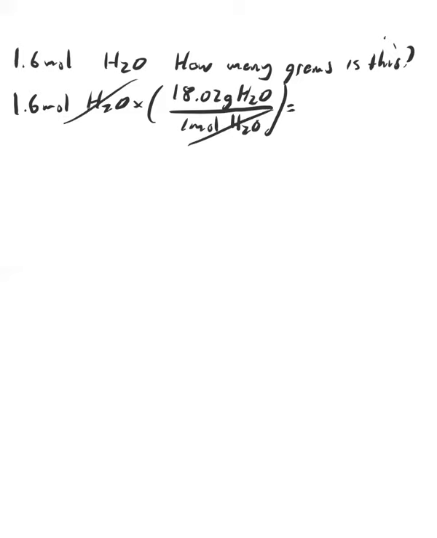Remember, moles to grams, you multiply by the molar mass. So 1.6 times 18.02, and you get 28.8 grams of water. Okay, so they didn't give us any grams in here, but I want to show you how it works out. This is something you can check later if you want to.